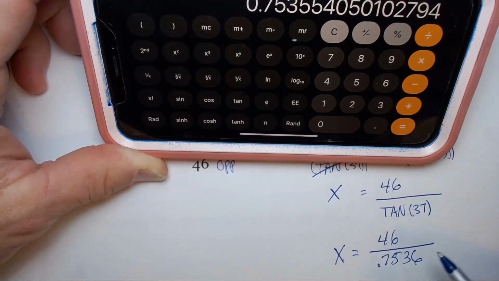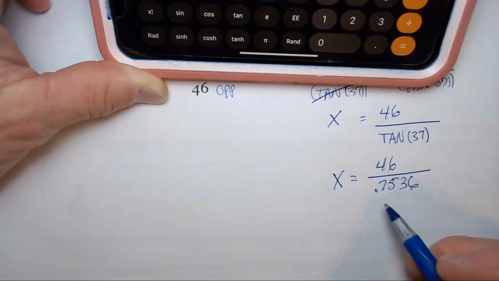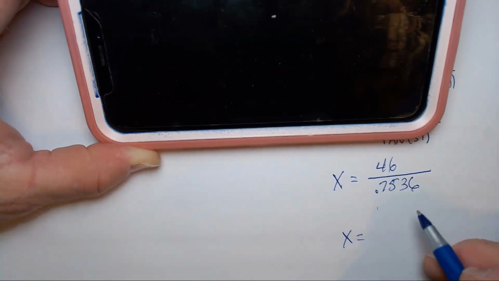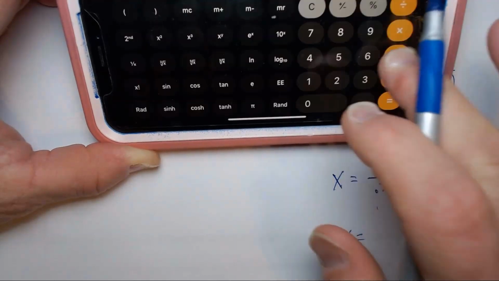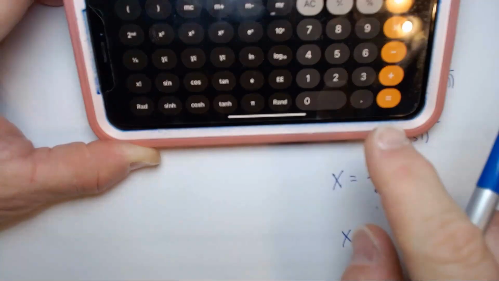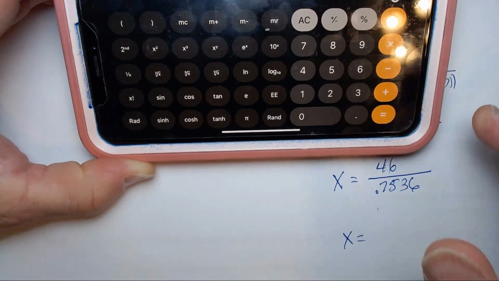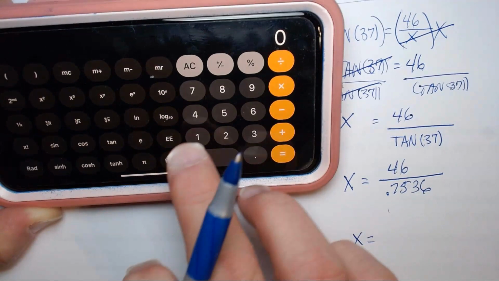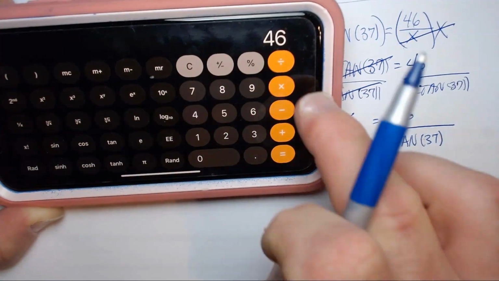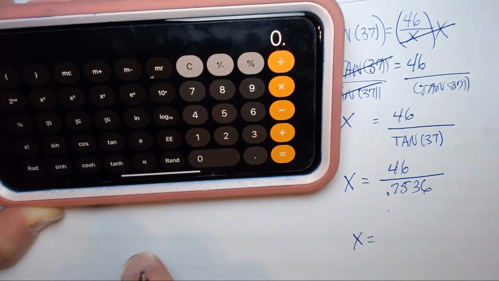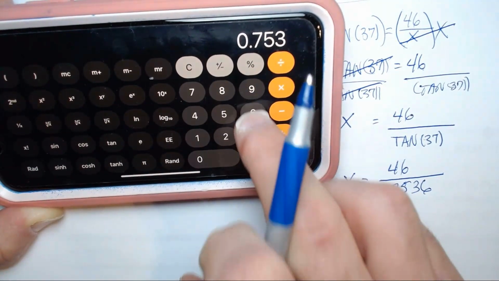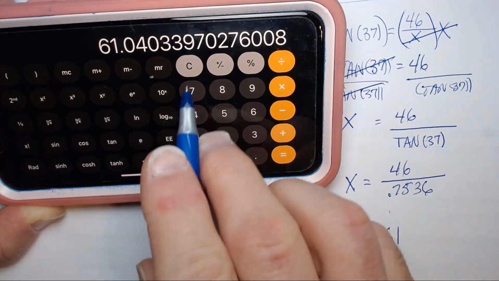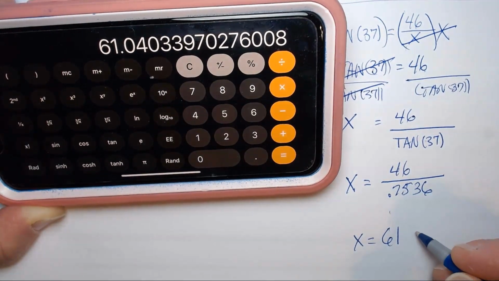And now to solve for x, I can just simply type this in my calculator. What is 46 divided by 0.7536? Well, I just press clear, and I'm going to type it in down here where you can see it. 46 divided by 0.7536 equals. And that gives me 61.040. We can call that 61.